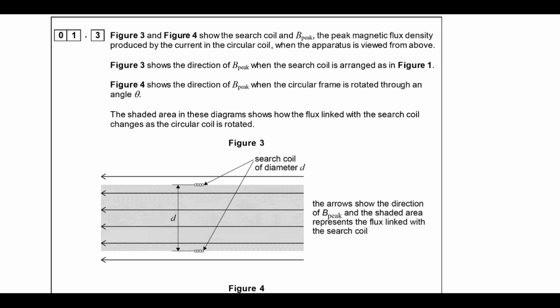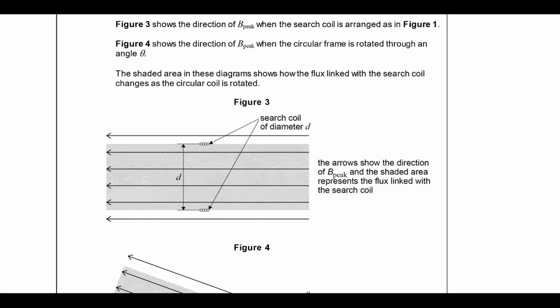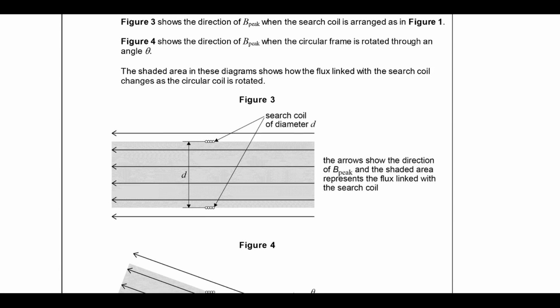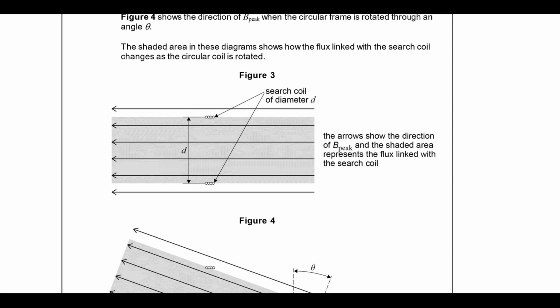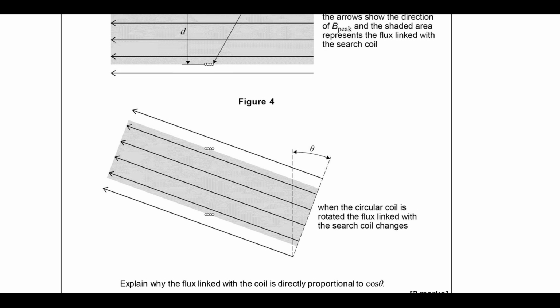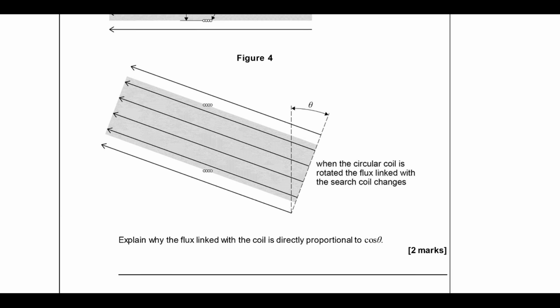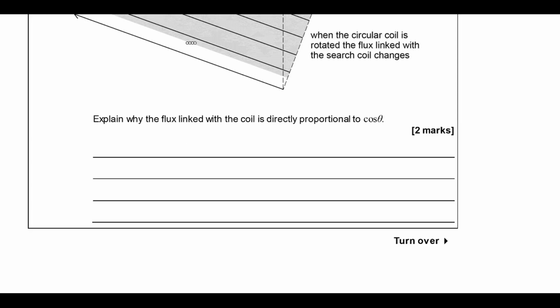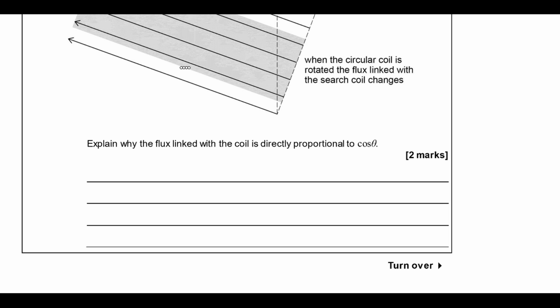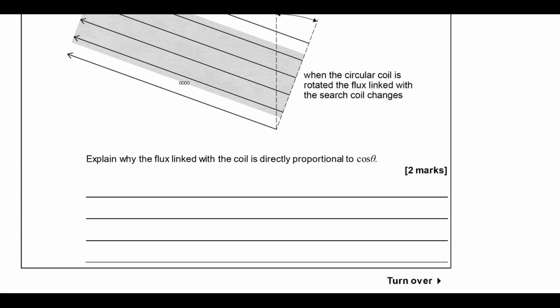Okay, so when it's arranged in figure 1, we're looking at figure 3, and then we're going to change it by an angle theta to see how it changes. So we're just going to rotate the whole coil with respect to the search coil there. To explain why the flux linked with the coil is directly proportional to the cosine of theta.